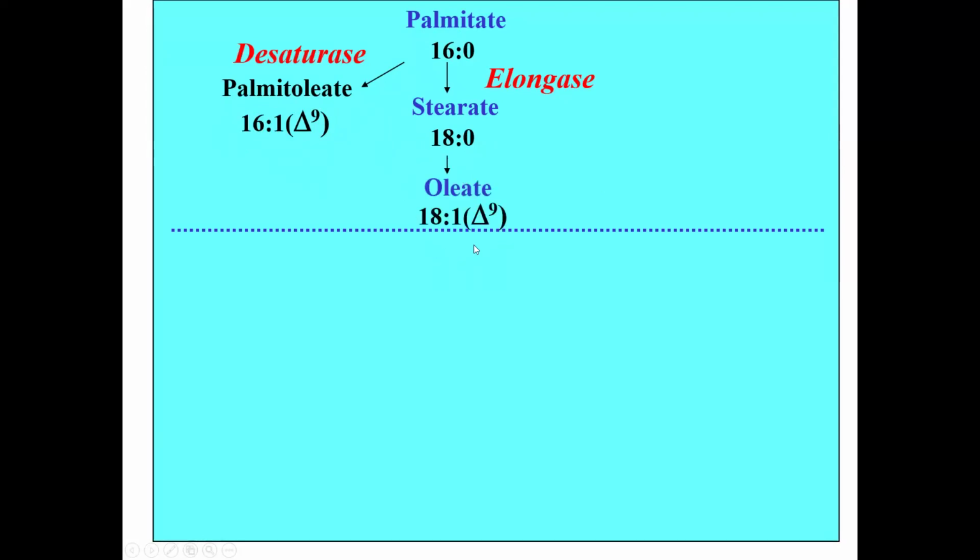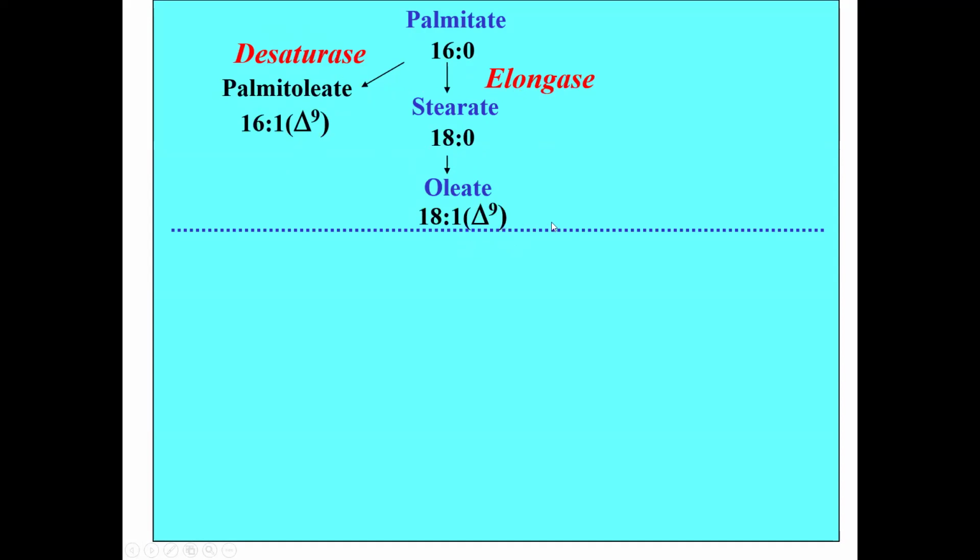This is stearate to oleate. Its carbon number is the same. I have already mentioned that when the carbon number is the same but the double bond position is changed, then the enzyme will be desaturase. But when the carbon number is different, then the enzyme will be elongase. So here the carbon number is the same but the double bond position is changed. Previously in stearate there is no double bond, but in oleate there is one double bond, and this double bond is incorporated by del 9, I mean between carbon number 9 and 10.